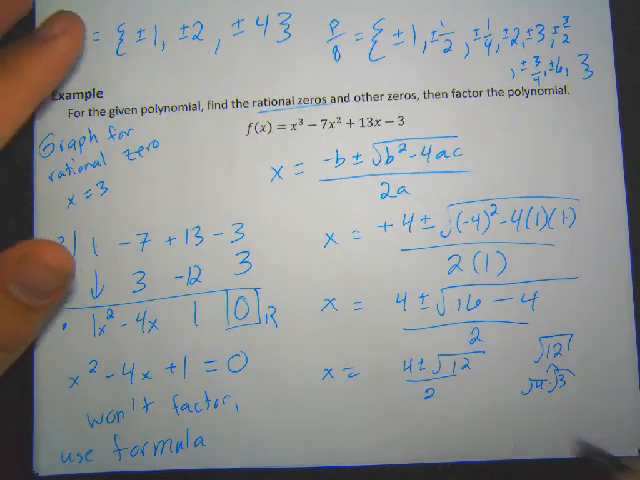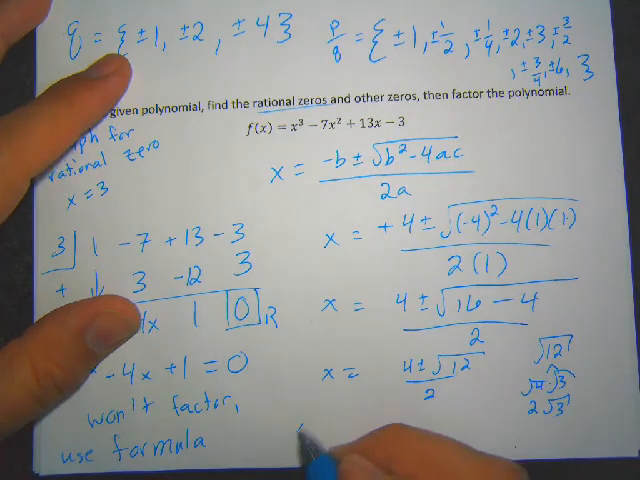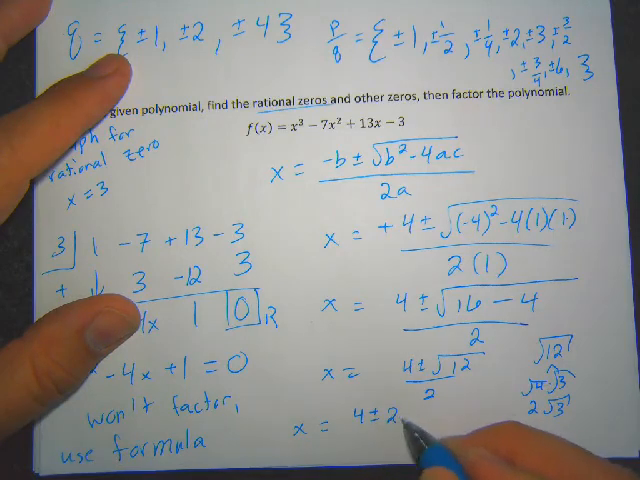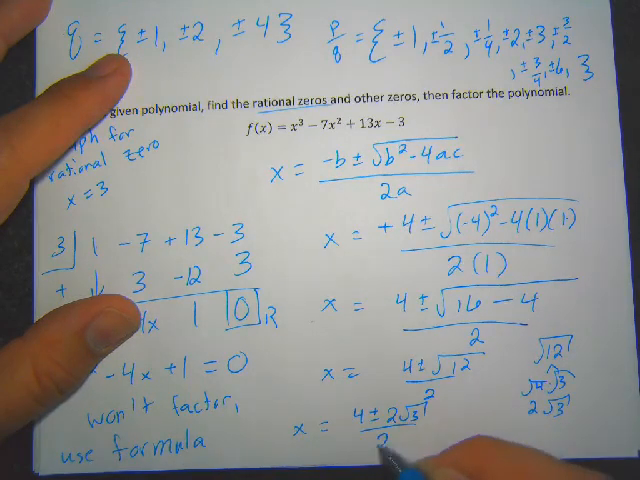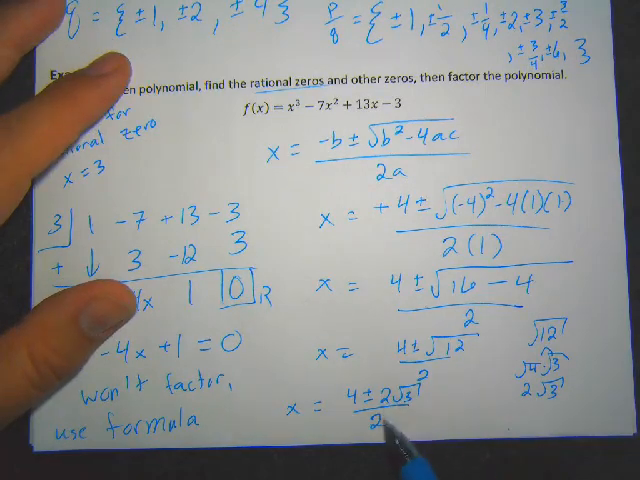And then we square root the 4 to get 2, and we leave the 3. So this actually becomes 2 root 3. So we get x equals 4 plus or minus 2 root 3 over 2. Last thing, now that I've got the 2 outside of the root, now you can simplify.